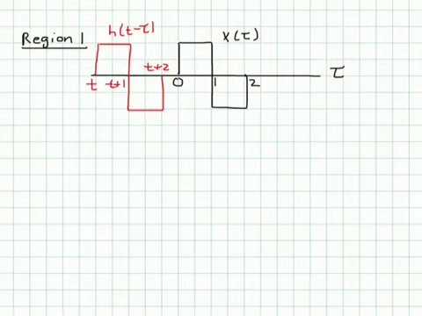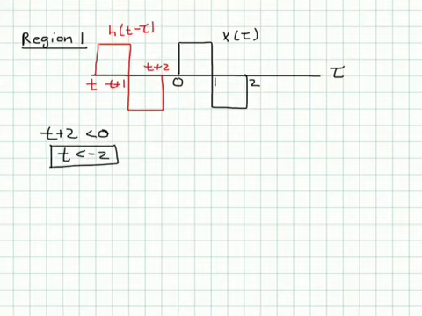Now, this region I've sketched as if it is defined by t plus 2 being less than 0, right? There's no overlap in these curves. And that will be true so long as t plus 2 is less than 0, or t is less than minus 2. So region 1 is the region where t is less than minus 2.